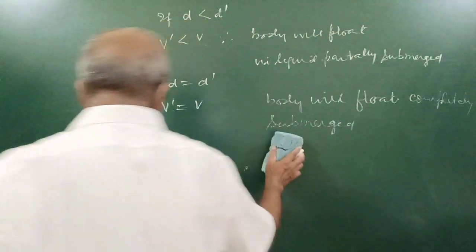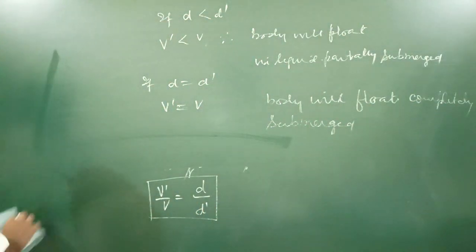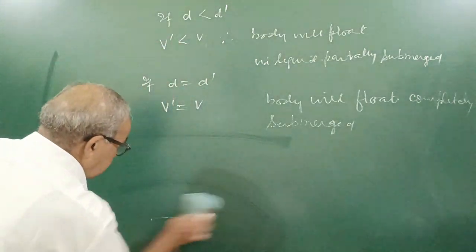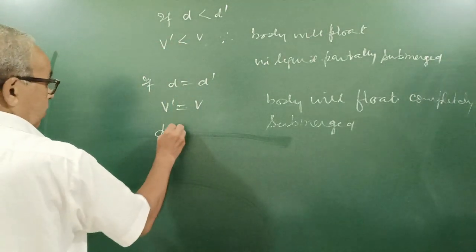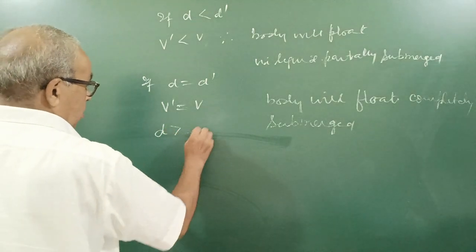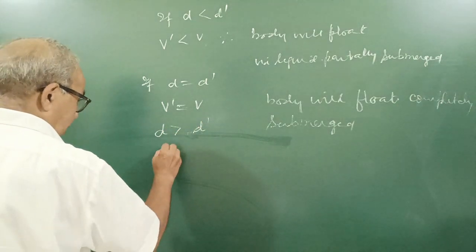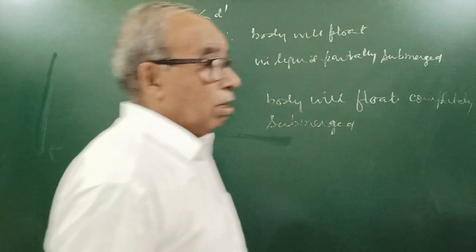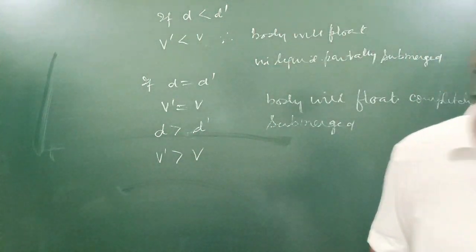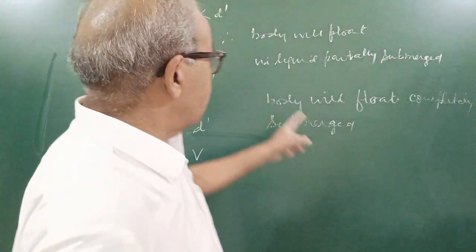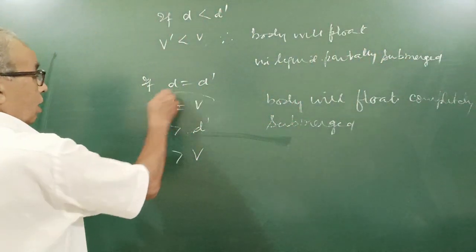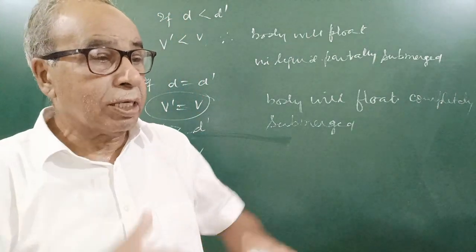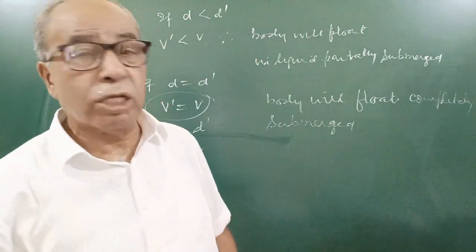And now if D is greater than D dash, then V dash would be greater than V, so the body will completely sink and sit at the bottom. So where this situation comes, V dash equals V: a balloon filled with water, left in a bucket of water, keeps floating just below the surface of the water.